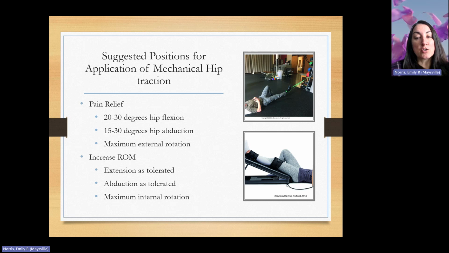If your goal is to increase hip range of motion, then you are going to go towards a more neutral position, more towards hip extension. You can do some abduction again, but we're going more towards internal rotation versus external rotation.